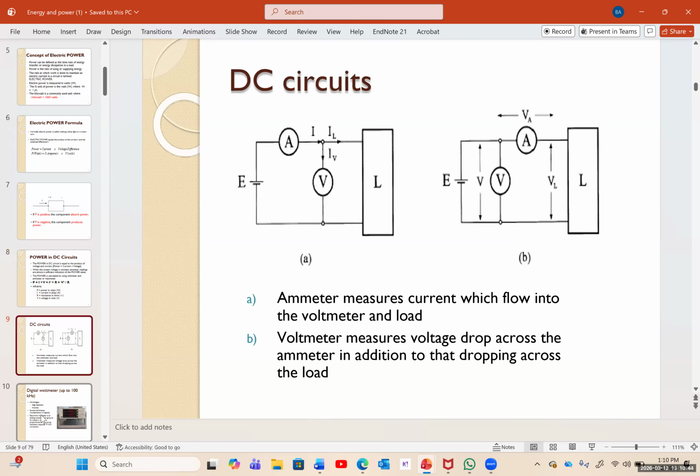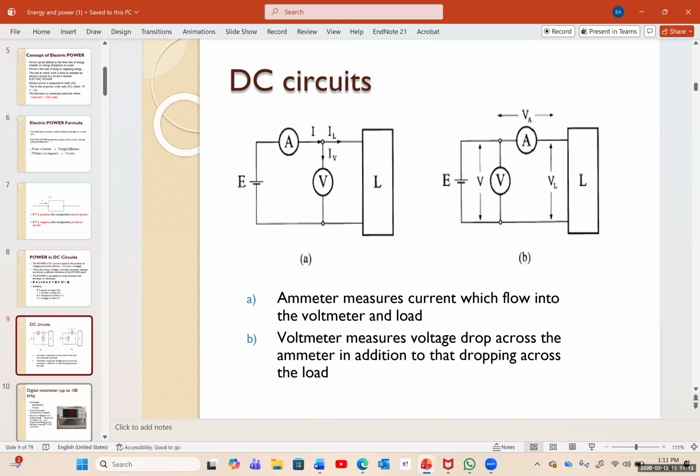We have different ways to connect a wattmeter. So to calculate power, as you know, again, we need to measure the voltage and the current. So we need a voltmeter and an ammeter to create a wattmeter. Ammeters are connected in series. Voltmeters are connected in parallel. So there are two different ways that we can connect them.